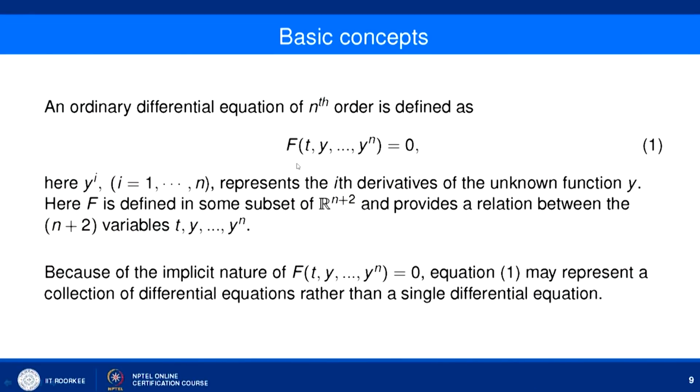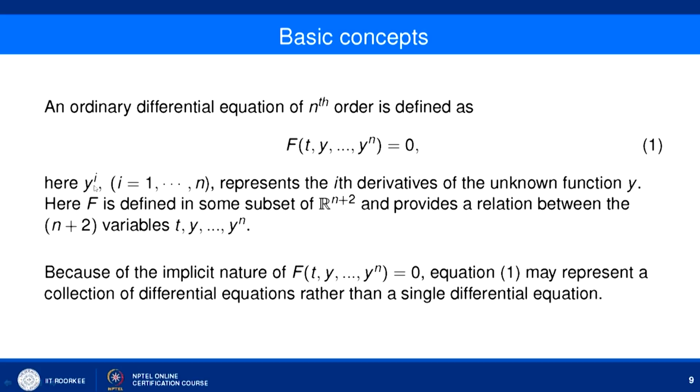So, first let us start with ordinary differential equations. An ordinary differential equation of nth order is defined as follows. Here f is some smooth function, and it is a function of t, y and yn. Here t is an independent variable; as we have already pointed out, an ordinary differential equation contains only one independent variable. So, here y is a function of this independent variable t. So, f is a relation between t, y and yn. Here yn represents the nth derivative of y with respect to t.